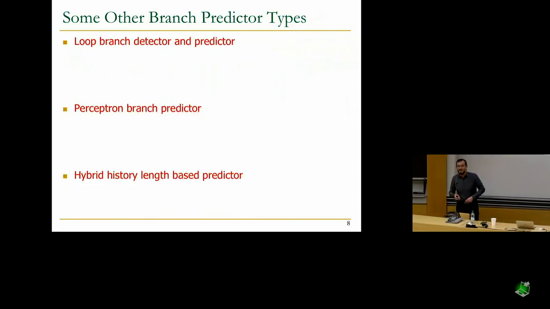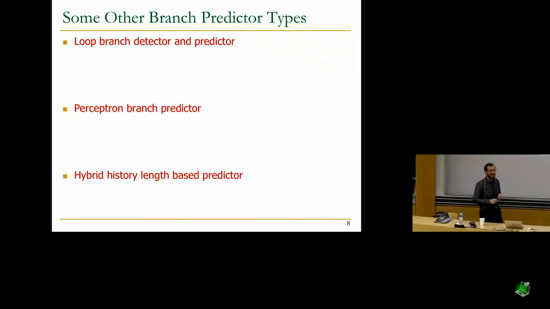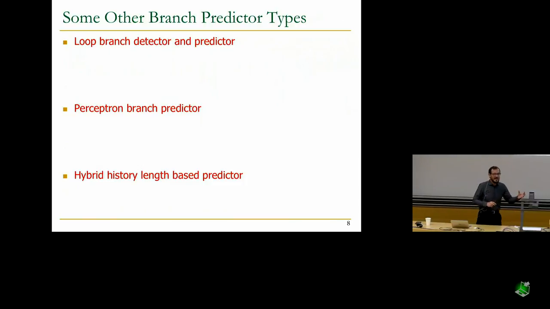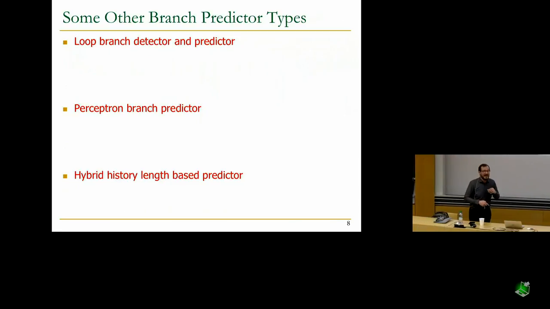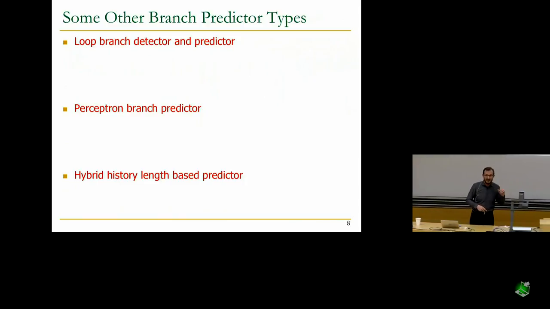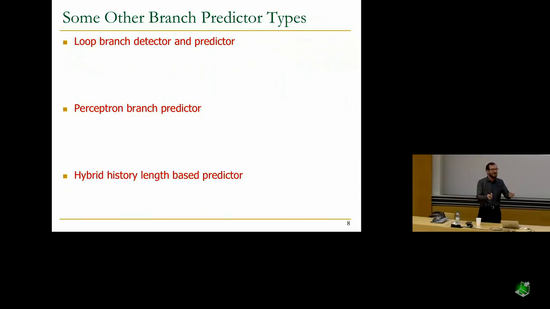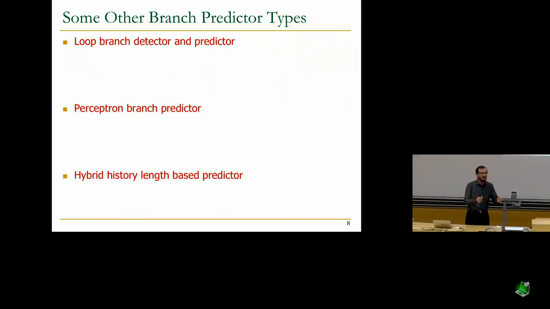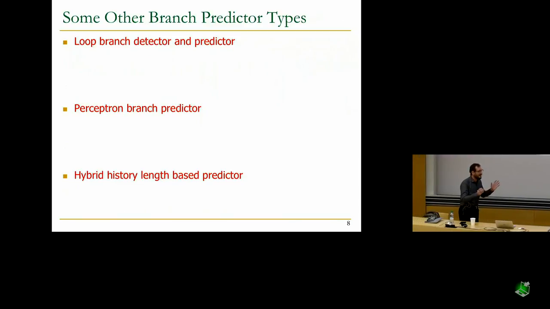I'm going to go through some of these relatively quickly. I'll give you the key ideas so that you're familiar with them. These are going to be relatively advanced. Actually, this is really not advanced: loop branch detector and predictor. Basically, existing machines have mechanisms to detect loops and predict them very accurately. This is a really old idea. In the 1960s, IBM processors, the IBM 360/91, didn't just predict loops, they captured the loops, and they actually had a loop buffer where they could execute the loop directly from that buffer.